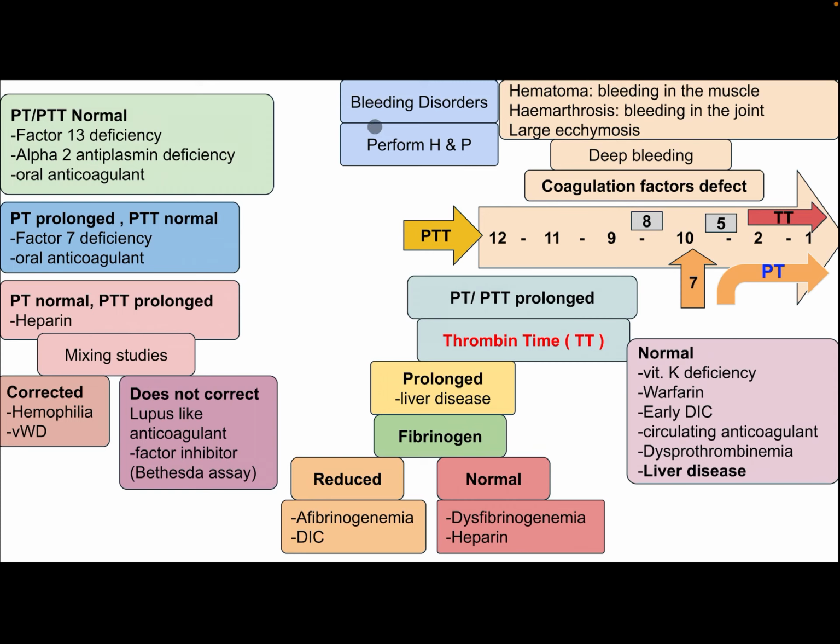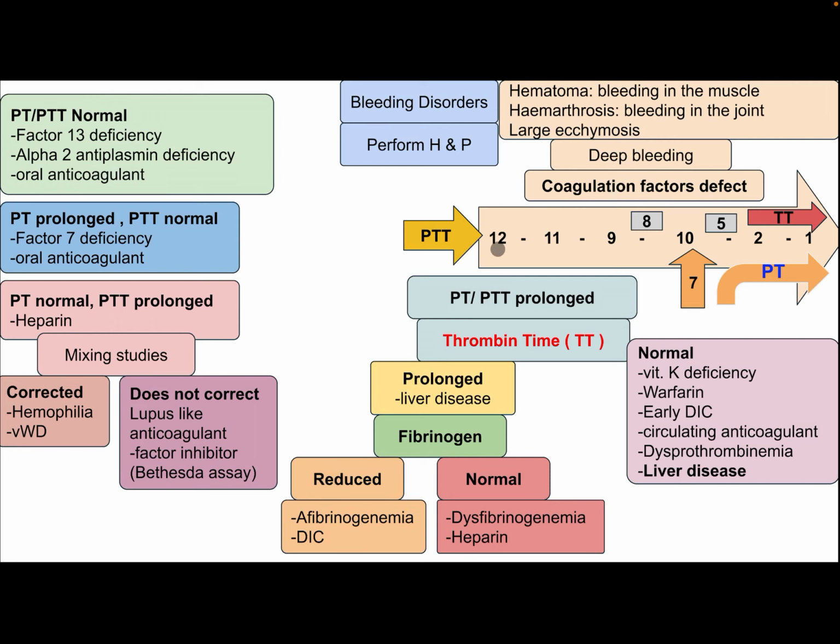How to approach the child with the bleeding disorder after performing history and physical examination. Hematoma, as we mentioned, bleeding in the muscle. Hemarthrosis, bleeding in the joint. Or large ecchymosis. This is deep bleeding. This is coagulation factor defect.